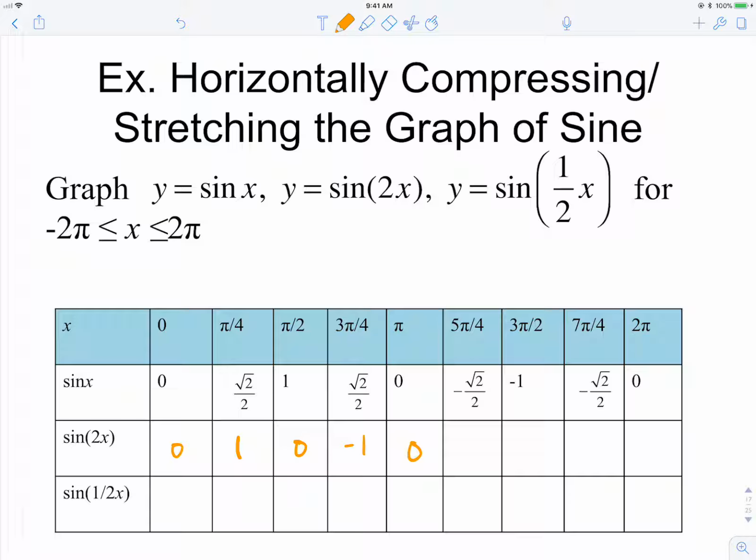Notice that if we were to think about this graph, we would start at 0, 0, go up to 1, back to 0, down to negative 1, back to 0. So it goes through a full cycle. So that 2 is actually horizontally compressing the graph of sine. The graph is still oscillating between negative 1 and 1, so it hasn't done anything to the amplitude, but it has shortened the period of the graph. And we could finish filling in our table.